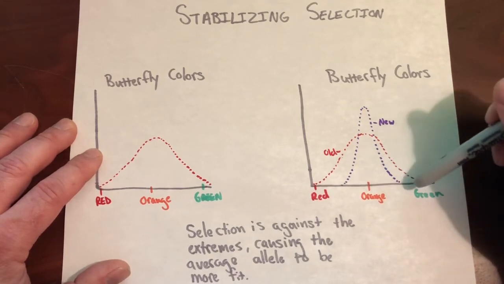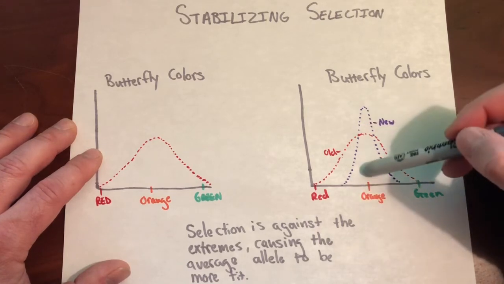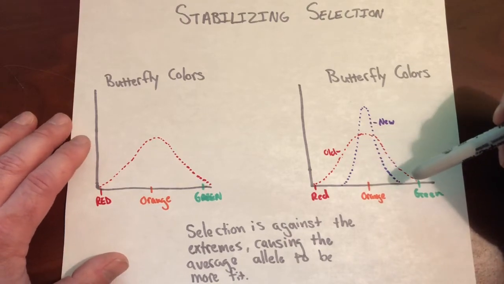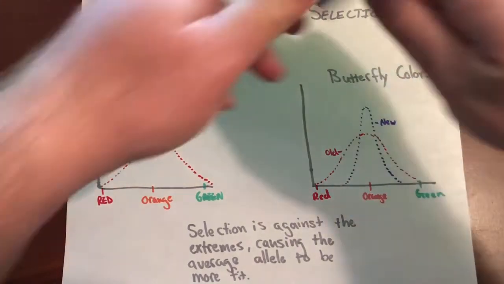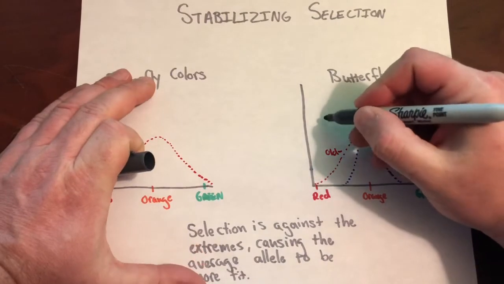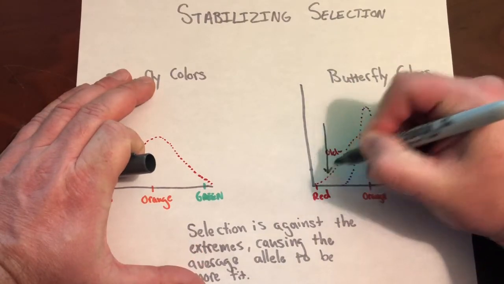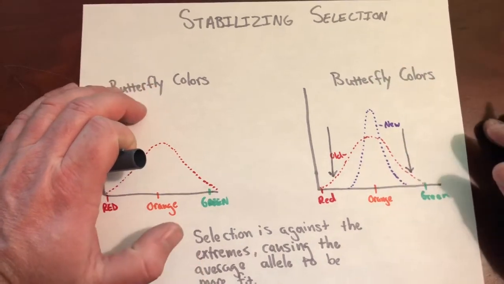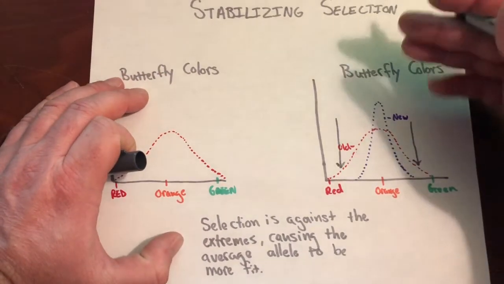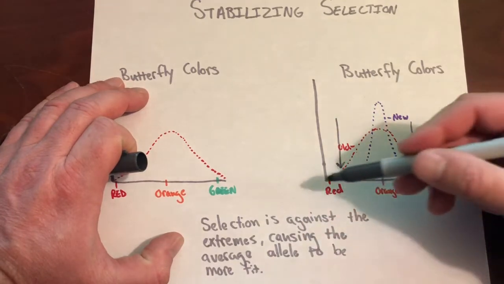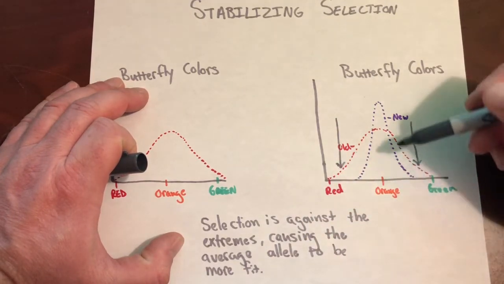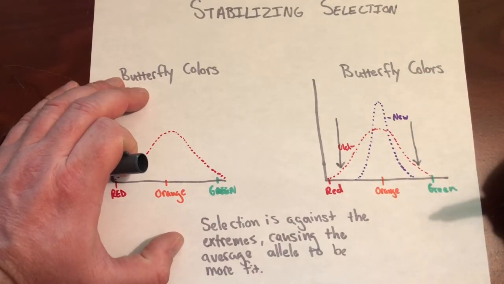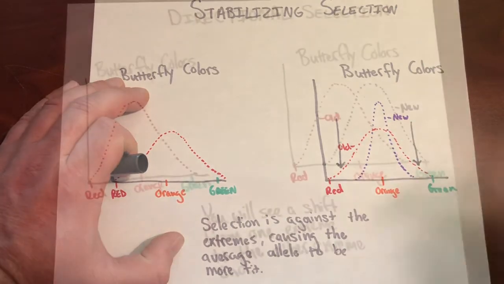That's why you see their numbers going away. And obviously something is causing the orange butterfly to be more fit and obviously be able to reproduce and pass on its genes. So the pressure is being put here on the extreme ends, okay? And the arrow is just showing you where nature is selecting against. So stabilizing selection is the selection is against the extreme ends, the red and the green, causing the average orange to be more fit. More fit, able to survive and reproduce.